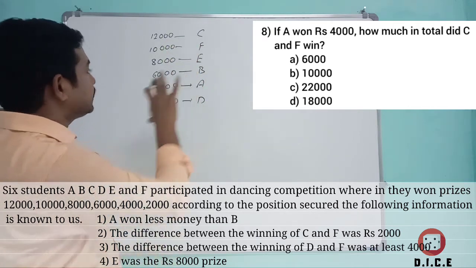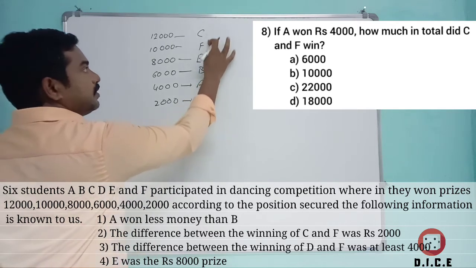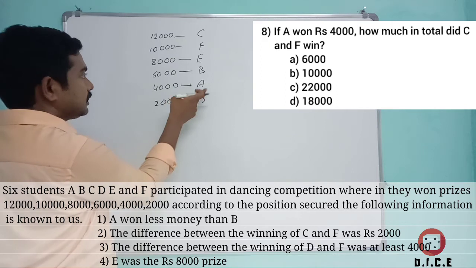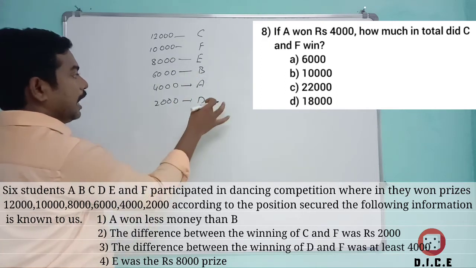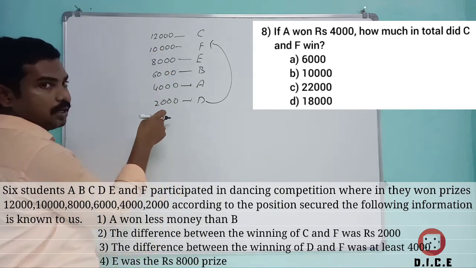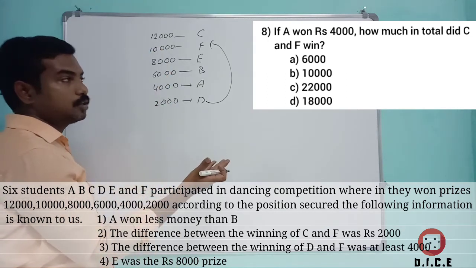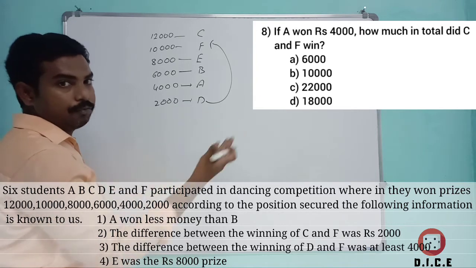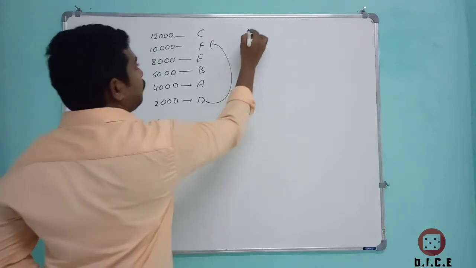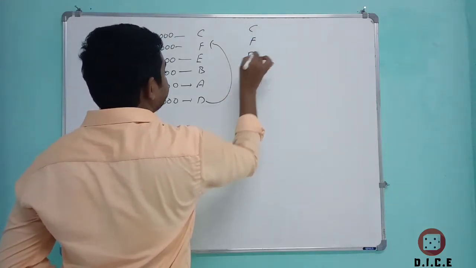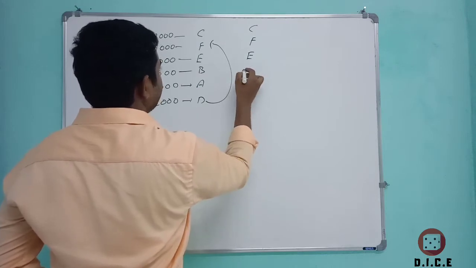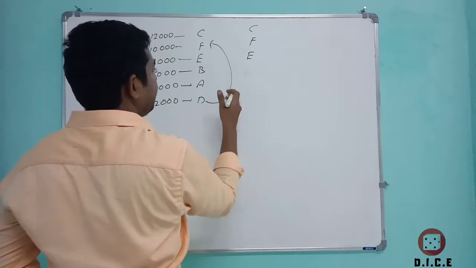If I place in this condition, the difference between C and F should be 2000. Yes, there is 2000. E is 8000. A got less compared to B. Fine. And the difference between D and F should be at least 4000. If you see here 10,000, 2000, that is 8000. At least 4000 means obviously 8000 is greater than 4000. There is no problem. So therefore, this is the case of substituting. If I place like this, C, F, E, B, for example, there is no case of substituting D here.